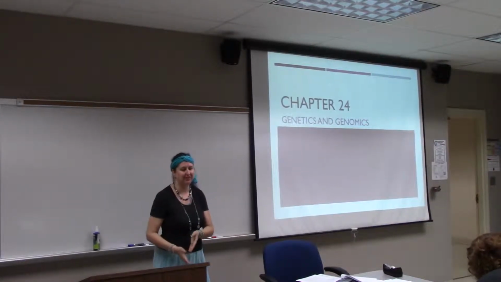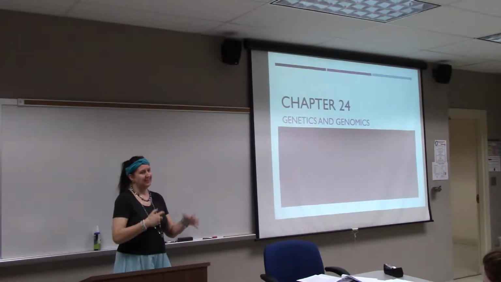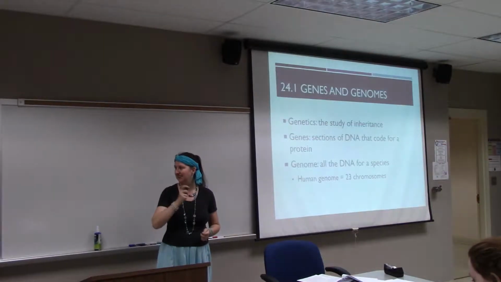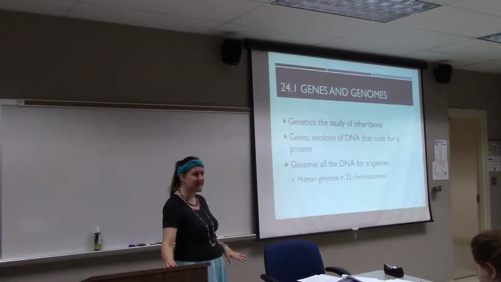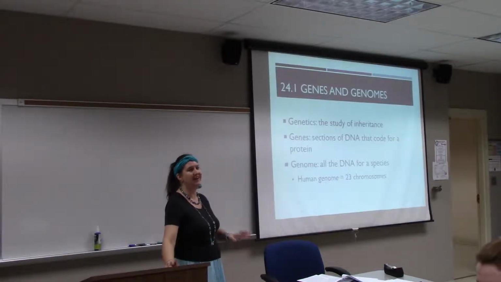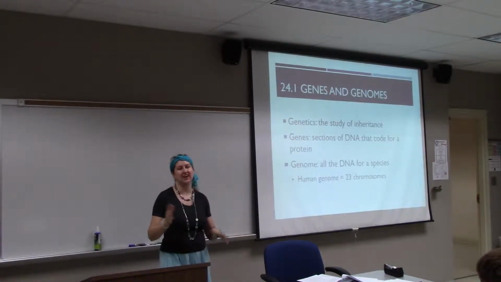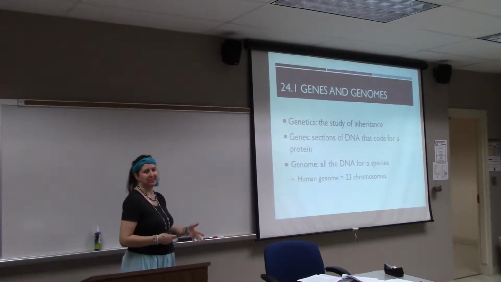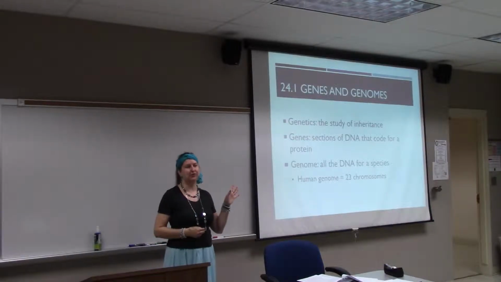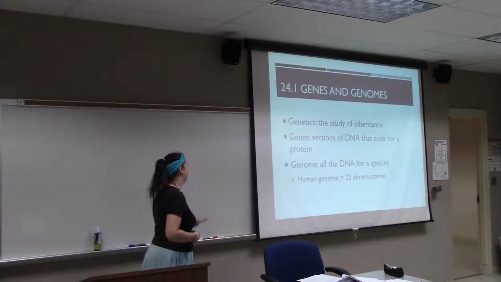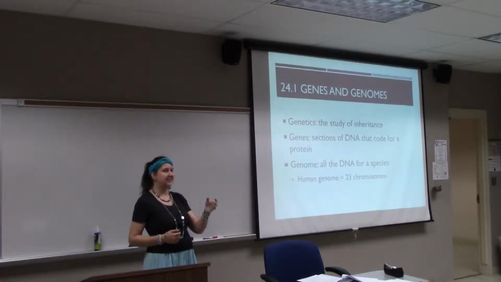Our final chapter, genetics and genomics, which is a related field. So, some definitions. There's a lot of vocabulary in this chapter, but hopefully the concepts are interesting enough that it'll balance that out. Genetics is the study of inheritance, how traits are passed on. Genes are sections of DNA that code for a protein. And the genome is all the DNA for a species, but it's one set of it.